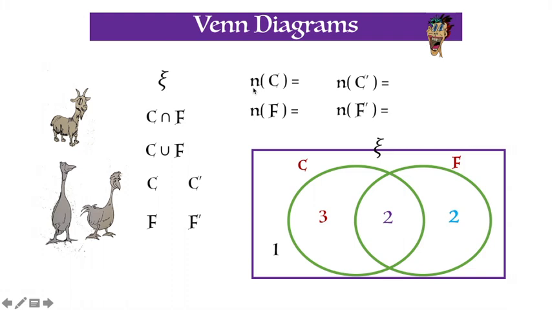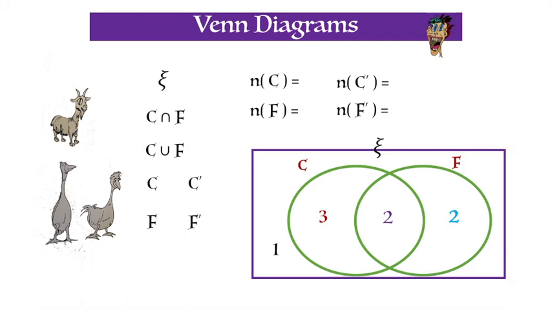Now, this N means the number. So how many, what's the number that have crisps? What's the number that have fizzy drinks? What's the number that don't have crisps? What's the number that don't have fizzy drinks? I'll let you look at the chart for a second and try and work out how many have crisps, how many have fizzy drinks, how many don't have crisps, and how many don't have fizzy drinks.